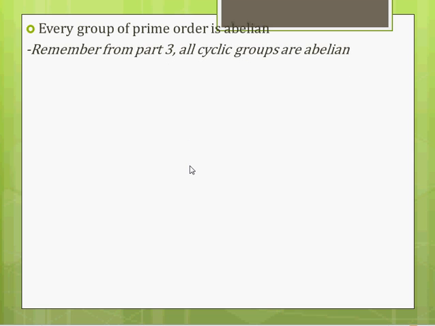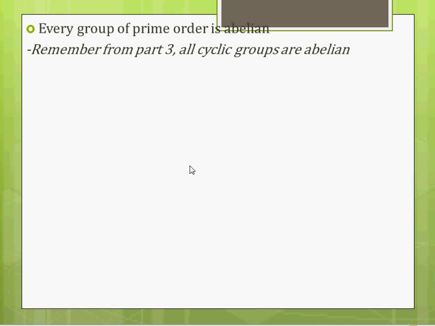So here we go. Every group of prime order is abelian. And I don't expect you to know whether this is true or false. You might have a good guess though. If you guessed that it was true, you'd be correct. And I'm going to do a proof here. I can't remember how formal it is. I think it's pretty formal actually. So let's talk about it.